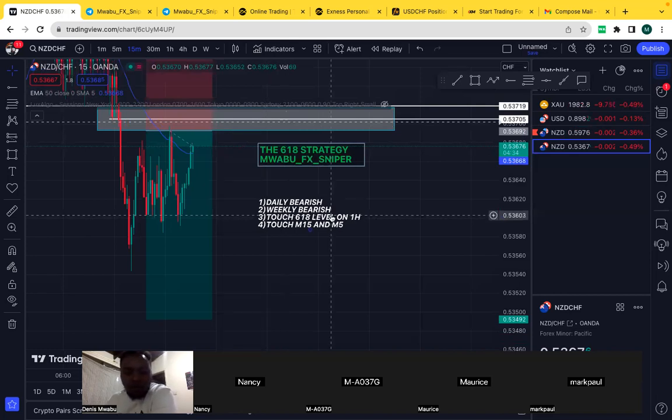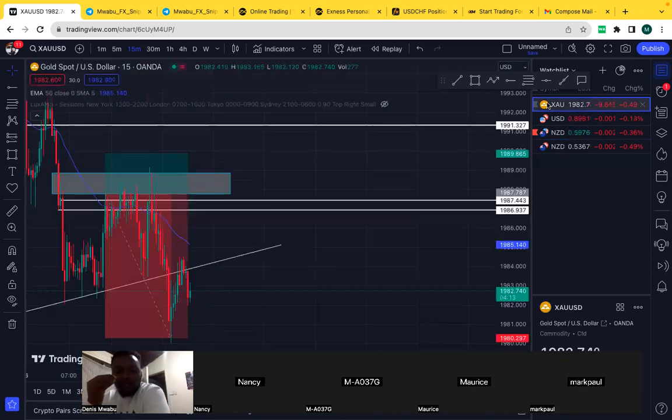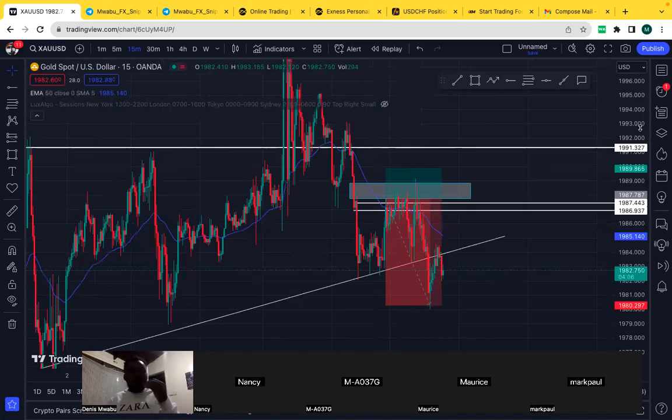So stick around with me. You'll be able to see how I'm drawing my 618 level. And it's usually specific. It has touched my 618 level on the 1-hour time frame and then touched my M15 and M5. So I want us to do a recap on gold, on how I did the analysis, so that you can really get the gist of it and understand it live. I usually say trading is practical, and I just want you to see how I usually do my analysis.